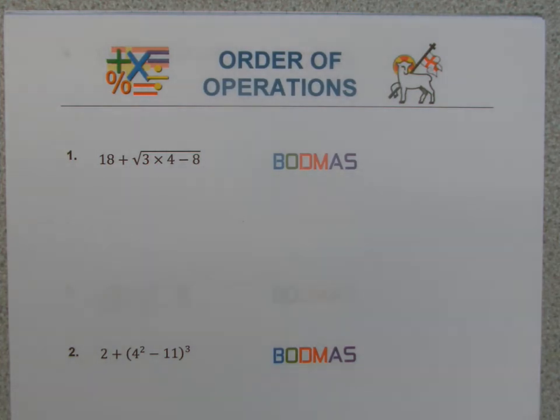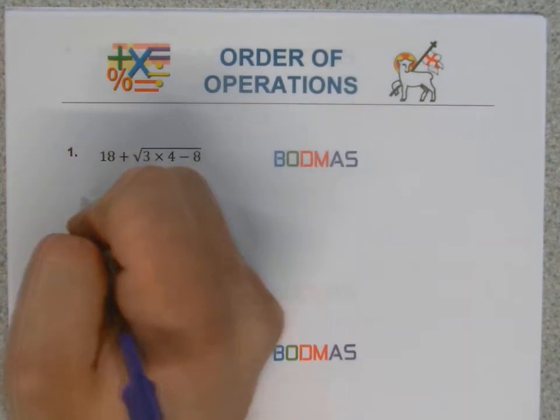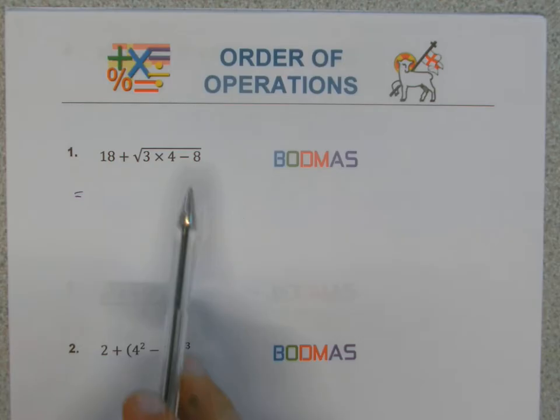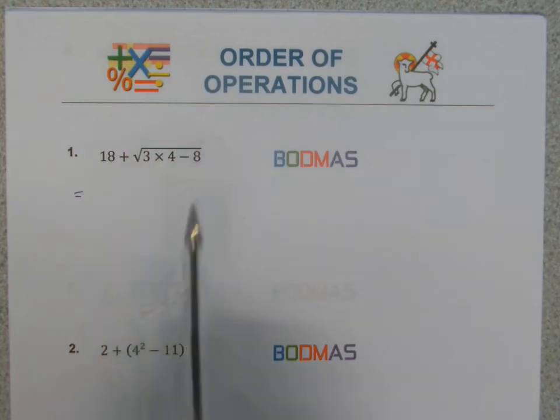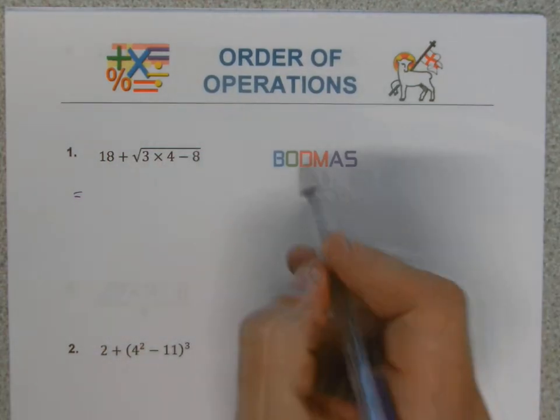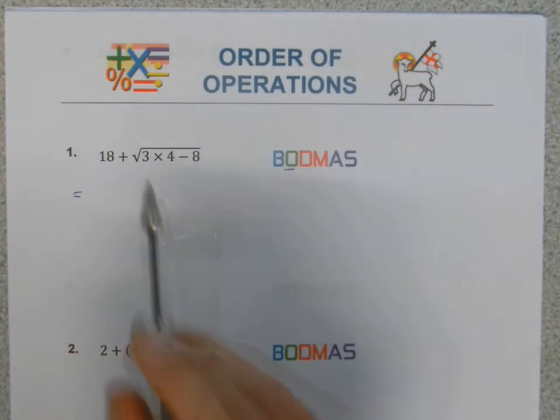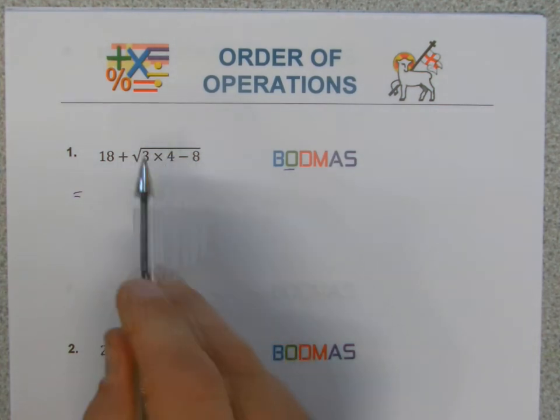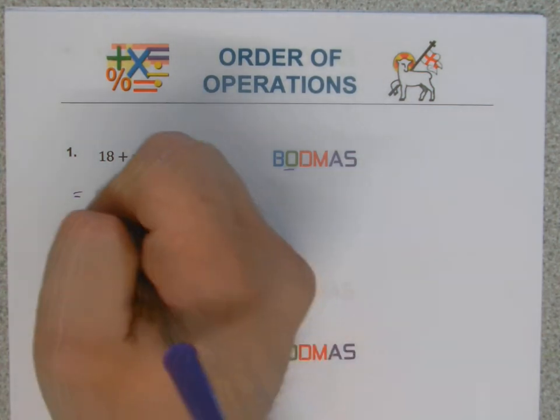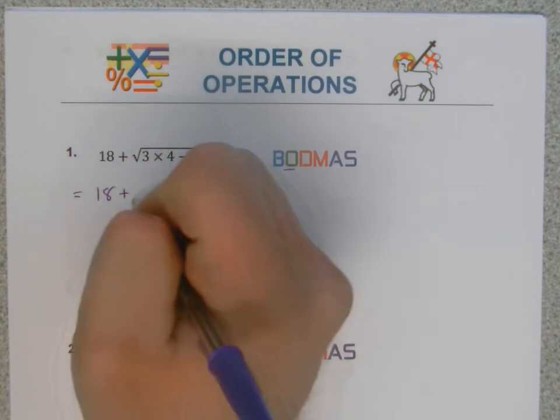Okay, order of operations, now applying to these calculations using BODMAS. Now, when you've got this type of question here, you can see we've got 18 add the square root of all of this in here. So that brings in the O, of course, the square root of all of this. So the square root has priority, okay? You're going to work out the square root first.